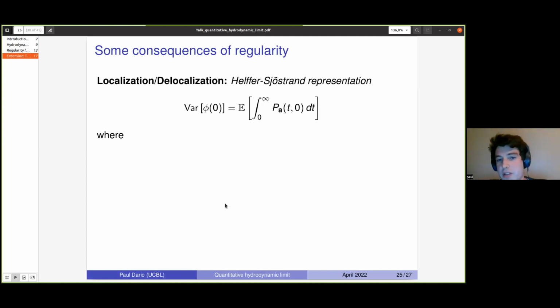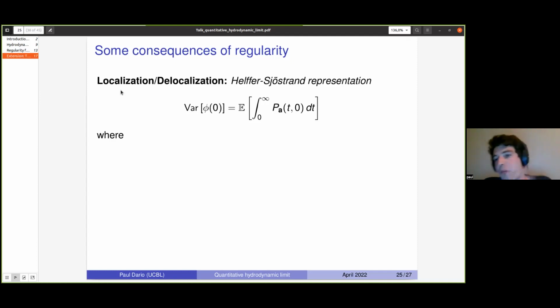So, some consequences of regularity. I'm going to focus on only one property, which is localization, delocalization. Again, you take your big box of size L, you put 0 on the boundary of this box, and you ask the question: what is the typical size of phi at the point 0? You want to look, for instance, at the variance of phi of 0. This is a very natural observable. The question you want to ask is: is this bounded as a function of L, or does it go to infinity as a function of L? And if it goes to infinity, does it go fast or not fast? What is the rate for that?